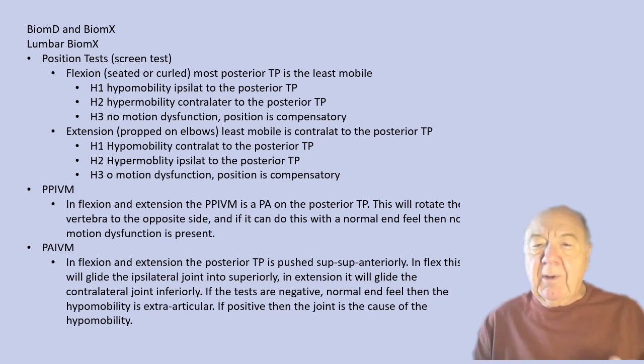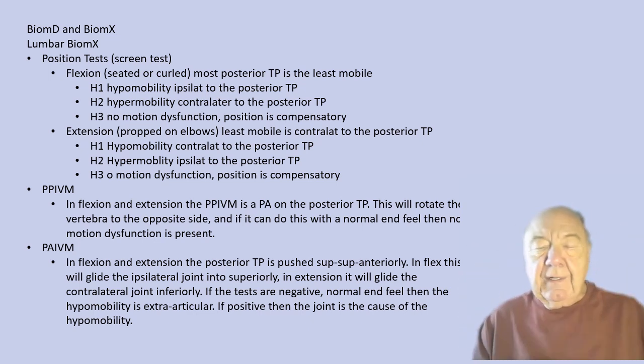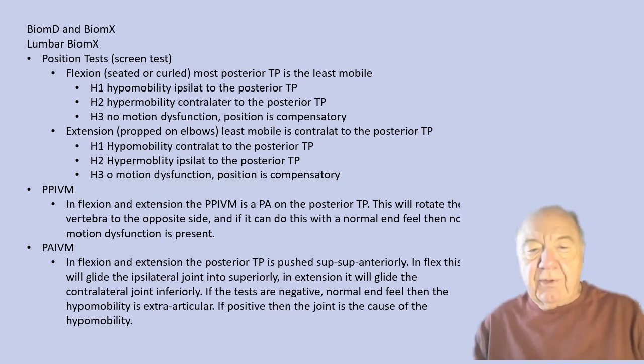The least mobile now is the one contralateral to the posterior transverse process, as the mobile one comes further back. H1 is hypomobility, contralateral posterior transverse process. H2 is hypermobility, ipsilateral to the transverse process. H3 is no movement dysfunction and it's compensatory.